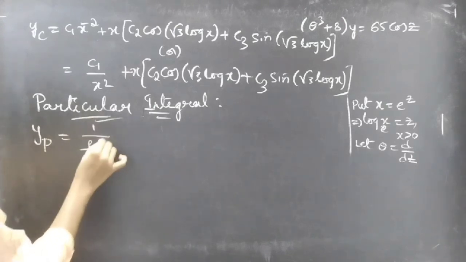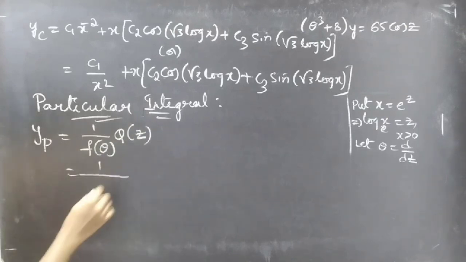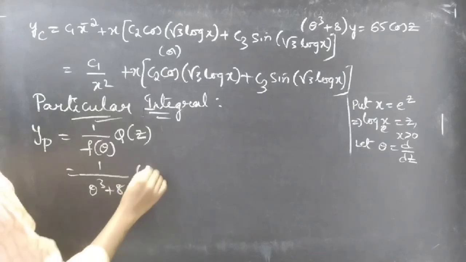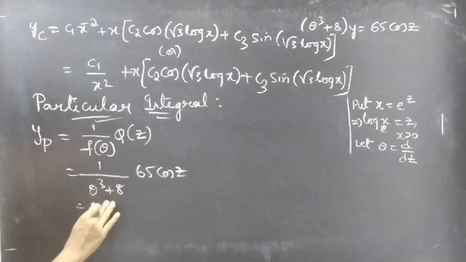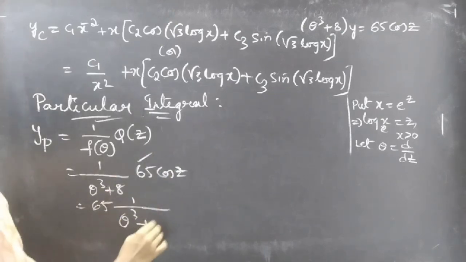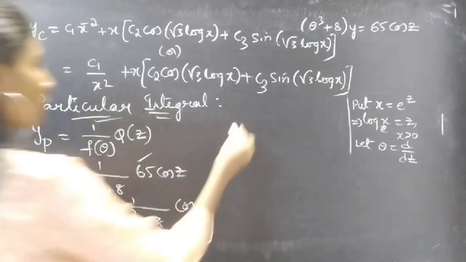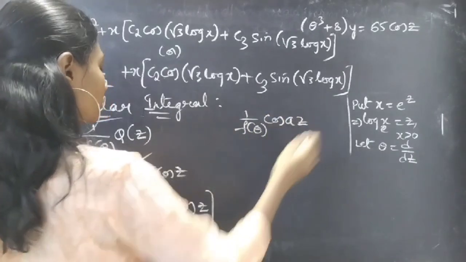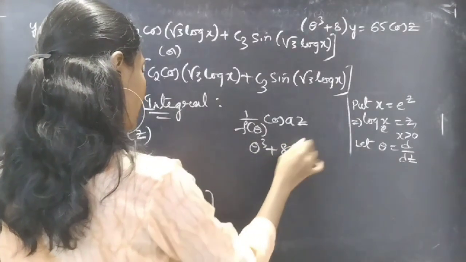We'll find yp using 1 by f of theta into Q of z. We have f of theta is theta cube plus 8 and Q of z is 65 cos z. We can write it as a constant into 1 by theta cube plus 8 into cos z. So this is of the 1 by f of theta into cos az form, right? We have f of theta as theta cube plus 8.